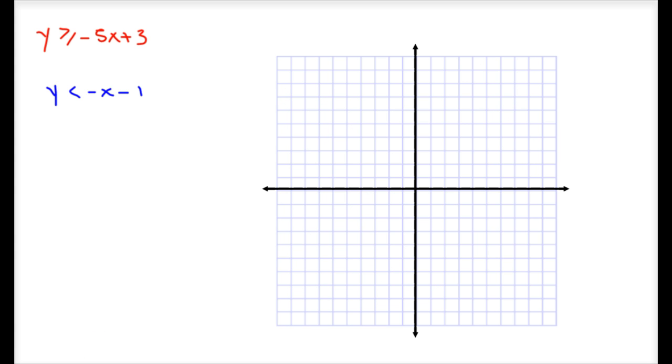All right, so our second example: y is greater than or equal to negative 5x plus 3, and y is less than negative x minus 1. Going with my first equation, starting with my y-intercept, positive 3, so I'm going to count up 3. Make this graph a little bit bigger.